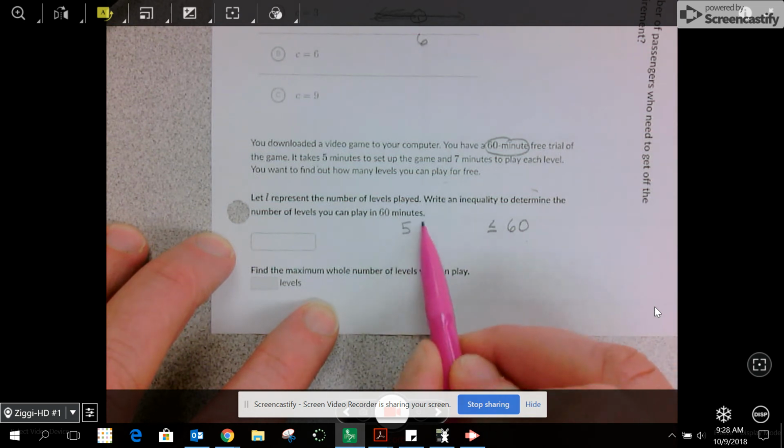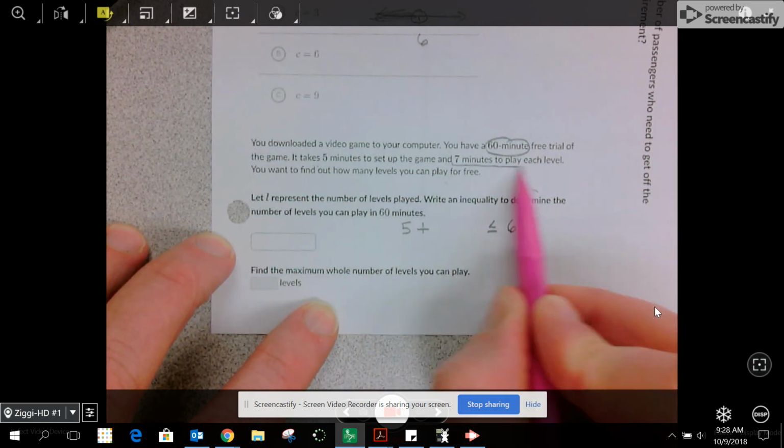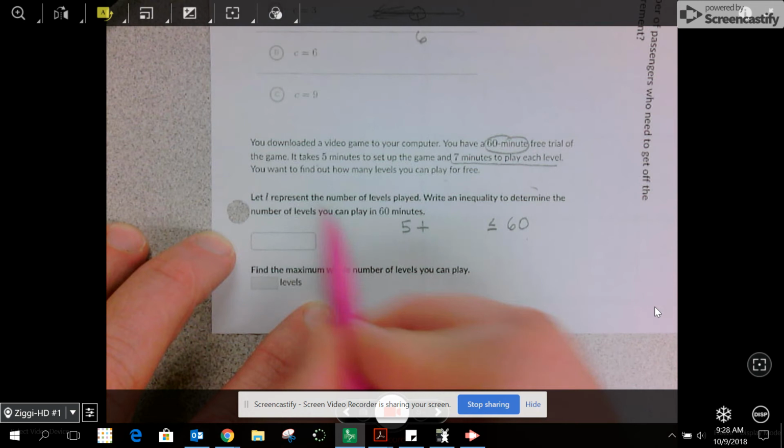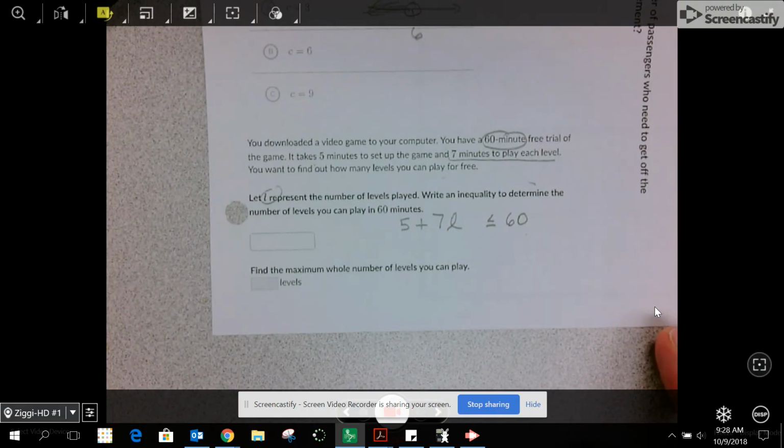They give you L for level, 7L. Again, I think you can solve it and then be able to answer the maximum number of levels. You can't play a partial level. According to this, we want the maximum whole number of levels.